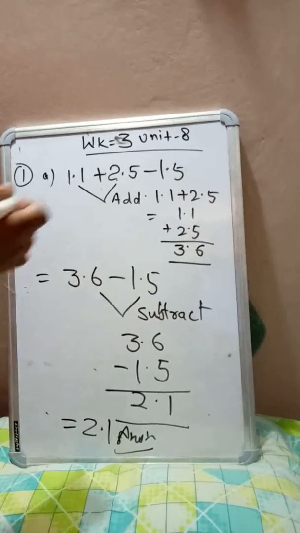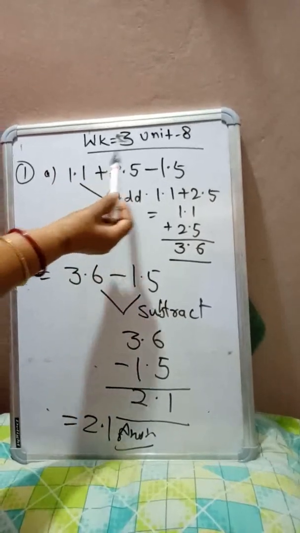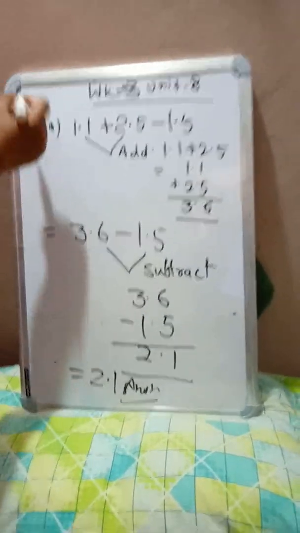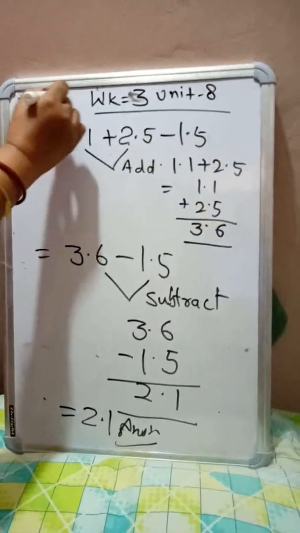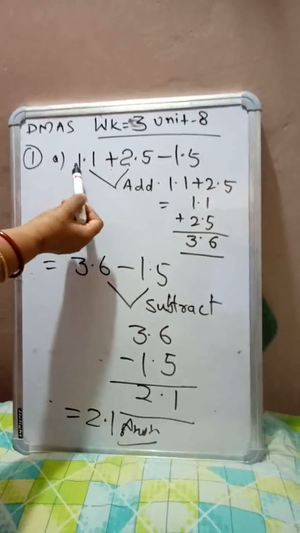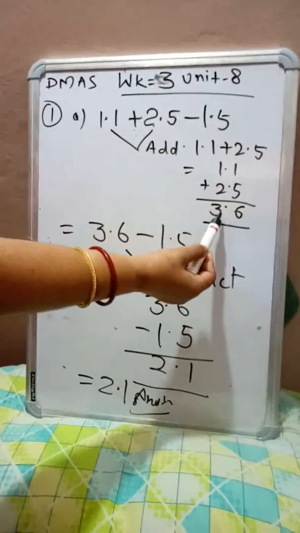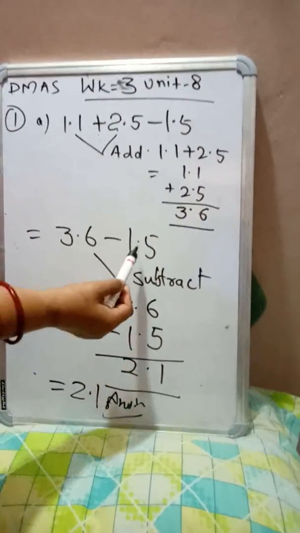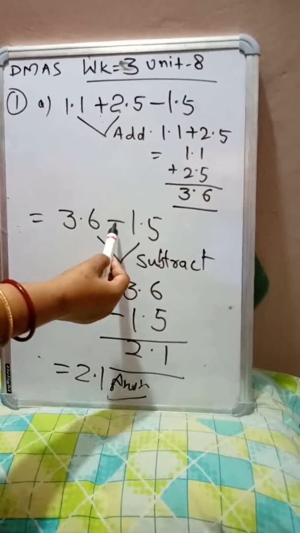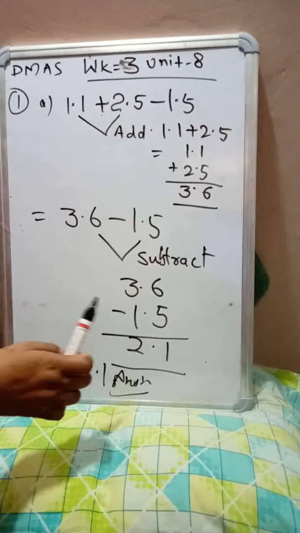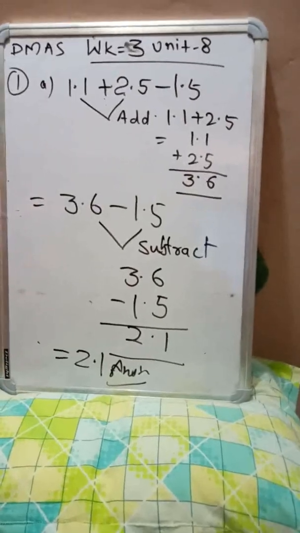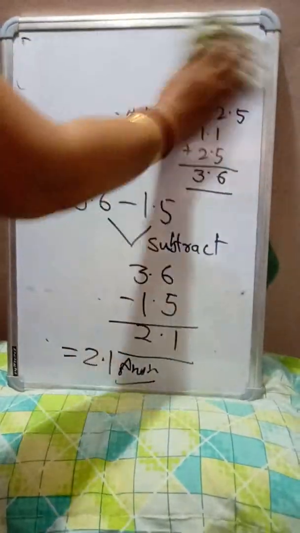So in this way we subtract. What I have done: between the addition and subtraction, according to the rule of simplification, that is DMAS, addition comes first, then subtraction. So firstly we do the addition operation, 1.1 plus 2.5, and we get 3.6. Now we write 3.6 minus 1.5. Then we do the subtraction. After subtracting 1.5 from 3.6, we get 2.1. 2.1 is the answer. Now let us come to the next example.